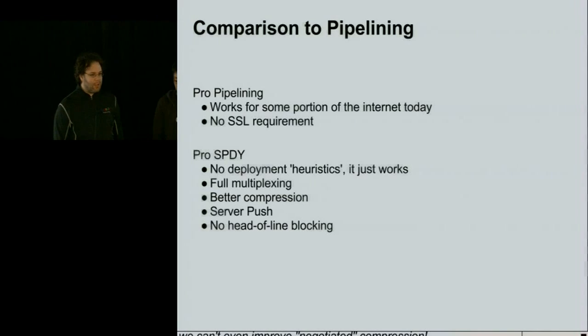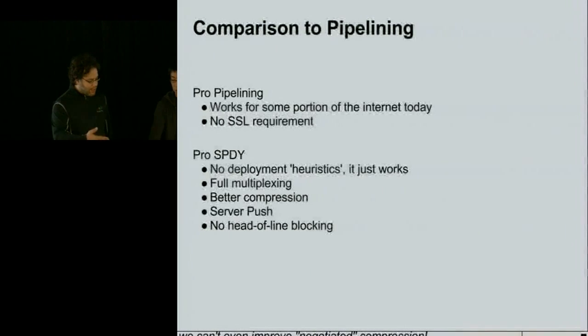And if you've been following what people have been doing with web pages, i.e. AJAX and the increase in the amount of interactivity, a lot more of what the web is doing is done over a PUT or a POST, i.e. non-idempotent requests. So those can't be pipelined.